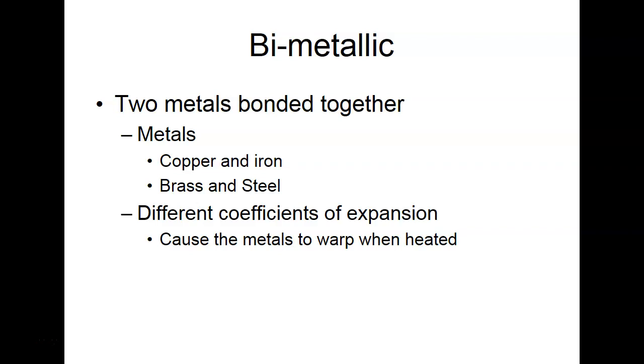So what happens when we bond these two metals together? If we put them in a straight line, what would happen? It depends on which one has the fastest coefficient of expansion. If we bond them together, and this one expands faster than that one, then this thing would actually warp. And how much it warps would be proportional to the temperature, because these metals expand at a very precise rate.